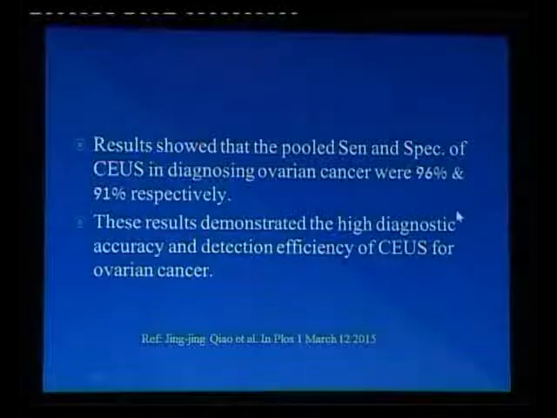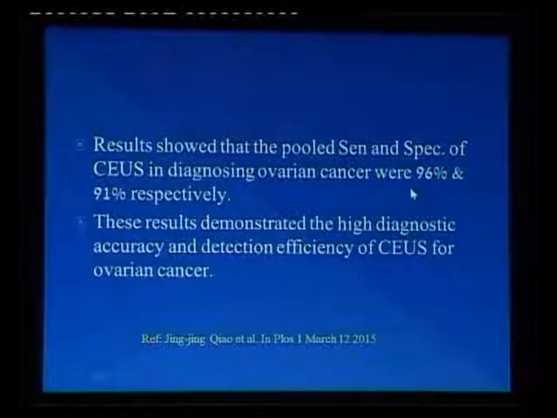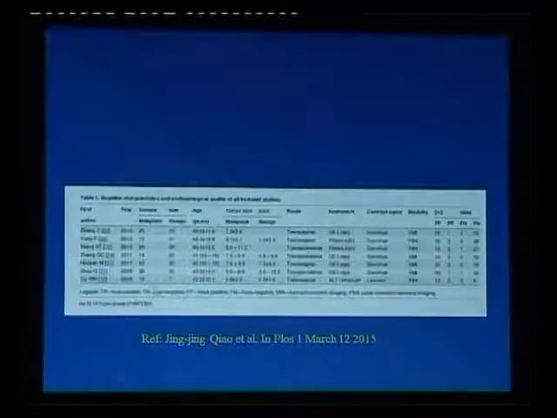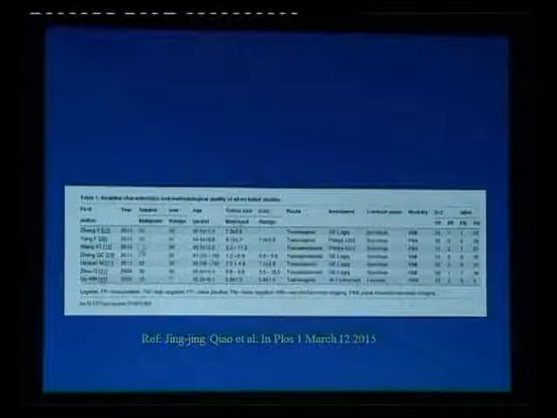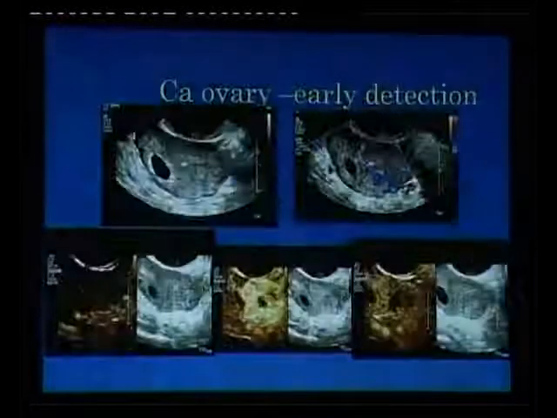So this was a study done in 2015, published this year, where they said that the sensitivity and specificity of ultrasound contrast in diagnosing ovarian cancer was 96 and 91%, which are very encouraging figures. This is another study, a meta-analysis done on various studies from 2003 to 2013 or 14, and they found that the overall incidence of false positives and false negatives is very low. So definitely it is quite a promising technique.